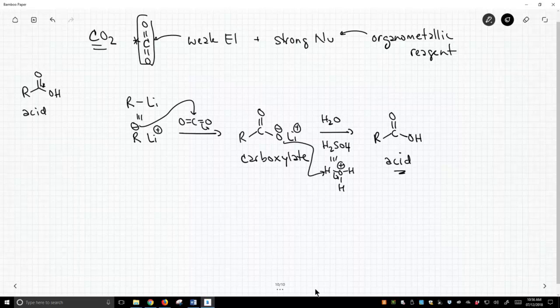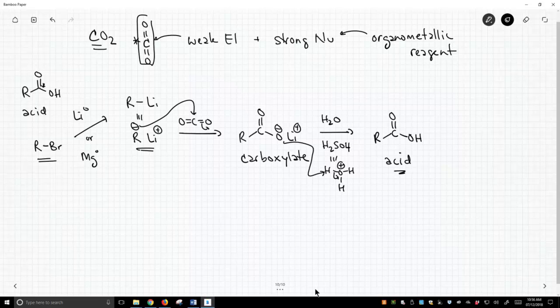So you can imagine, you can make almost any acid with this procedure. You simply need your organometallic species. And it's not like these are hard to come by. We just take some alkyl halide and treat it with lithium, or we could have made the Grignard and treated that with magnesium metal. So you take a halide, you can convert it into a carboxylic acid.